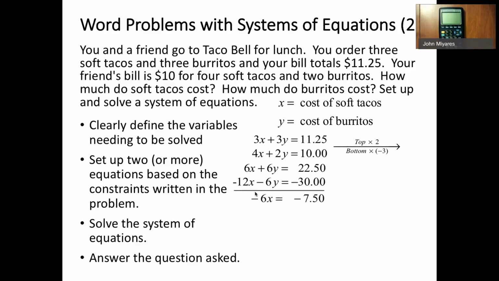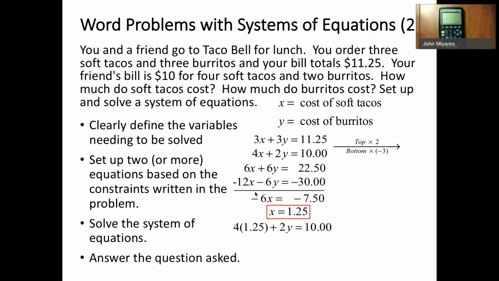Doing this will end us up with -6x equals -7.5, which when we divide by -6 will get us x equals 1.25. In the context of the word problem, since x stands for the cost of a soft taco, we know that soft tacos must cost $1.25. Now we can use this fact to go back and solve for the cost of a burrito.